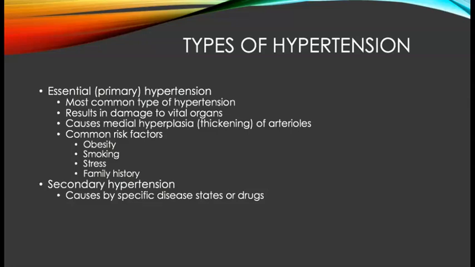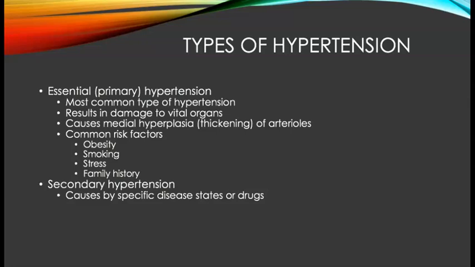And this is a lot of times related to anxiety with being at the doctor's office. So again, there needs to be consistent readings before someone is actually diagnosed with hypertension. The most common type of hypertension is called essential or primary hypertension. And this can result in damage to our vital organs, such as, of course, our heart, but also other organs such as our kidneys. With this type of hypertension, there are several risk factors. We, of course, have genetics, but those who are obese, have a history of smoking, have a lot of stress. These are all factors that can lead to primary essential hypertension.